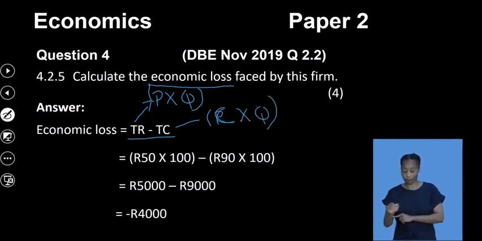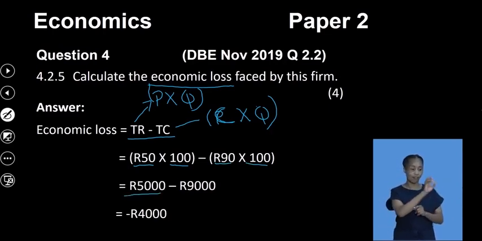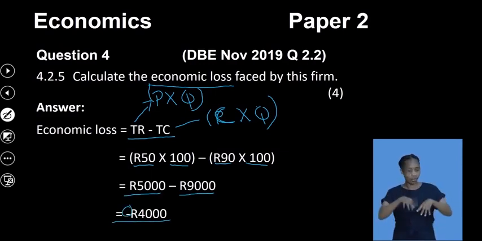From the graph, our price is 50, we've already identified that. Our quantity is 100, in brackets. Remember to put brackets so that you don't get confused. And our cost there is 90, and our quantity is the same, still 100. If you say 50 times 100, you get 5,000 minus 9,000, and you are going to get a negative. The negative denotes that you are getting a loss.